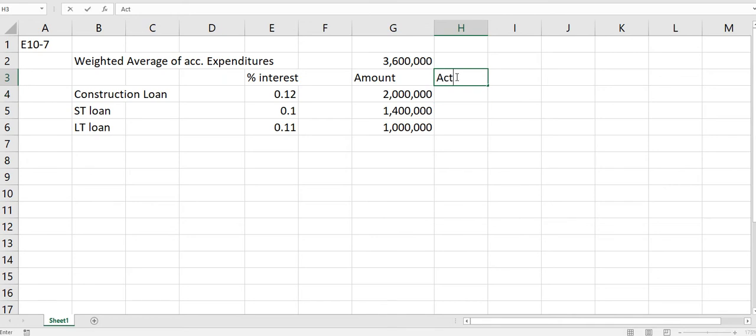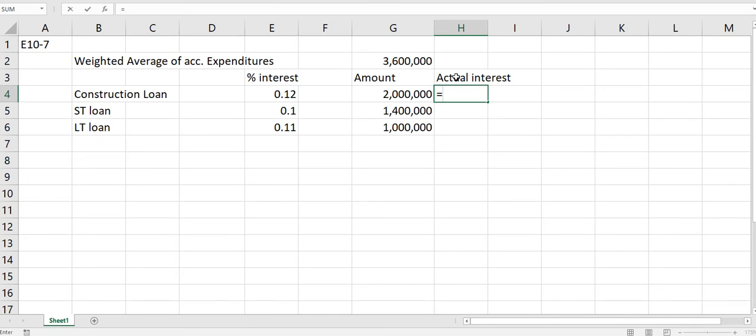Could we calculate actual interest? The problem tells you that these loans have been in effect. They've already been taken out for the whole entire year. There are no partial bits of it. We took this construction loan out at the beginning of the year. We already had the short-term loan incurring interest, and this long-term loan incurring interest.